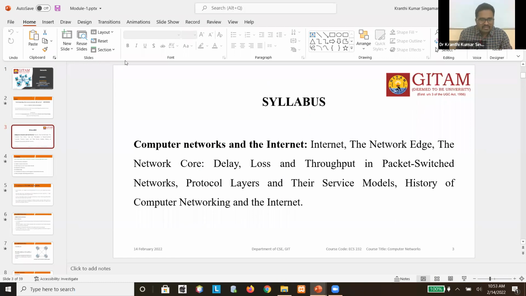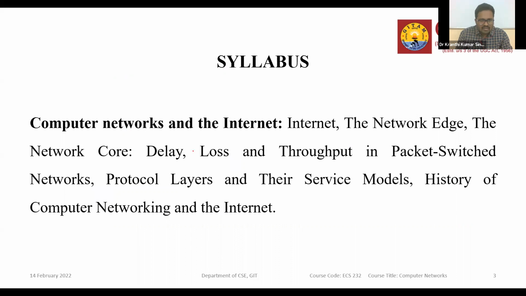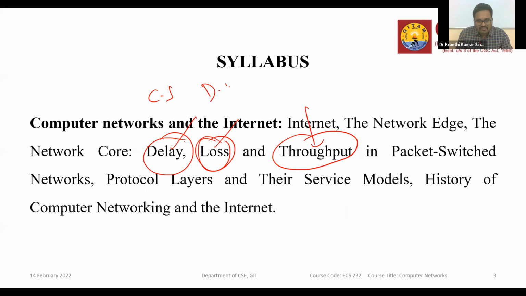Delay, loss, and throughput. Throughput means the number of packets transmitted per unit of time. Within a second, how many packets are transmitted through your network or your device per second is called throughput. As of now, we deal with delay and loss. So which one has more loss: circuit switching networks or datagram networks?